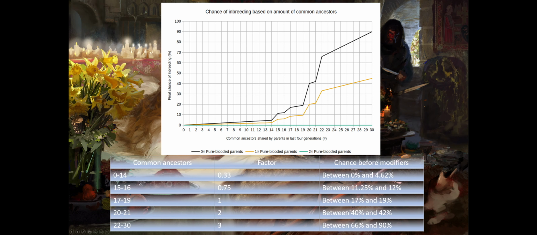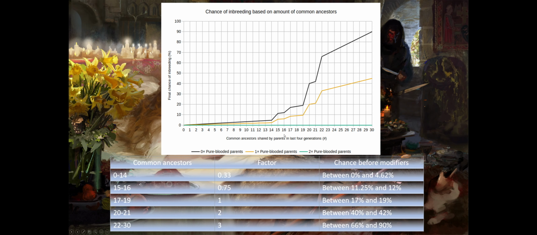But in terms of strategies, which is what this video is about, you want to try and avoid this chart getting too high. You want to keep the number of common ancestors low, which means you are going to need to do inbreeding if you want to get multiple traits bred into the next set of characters. But you want to do it mitigating the chance of getting inbred and getting those nasty traits as much as possible.